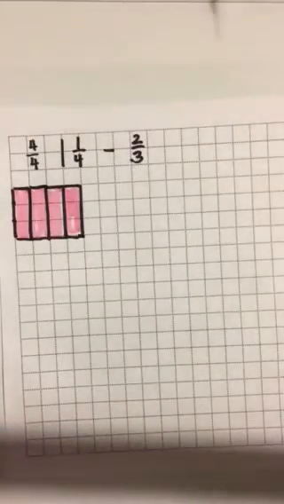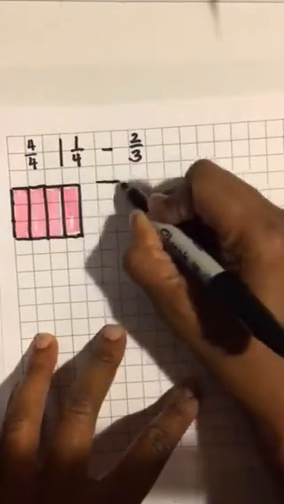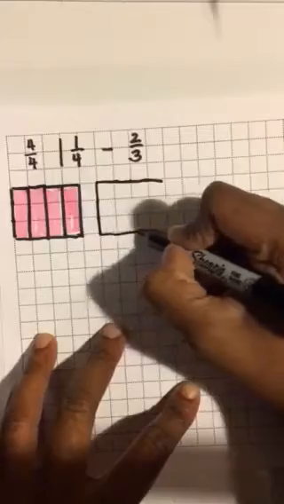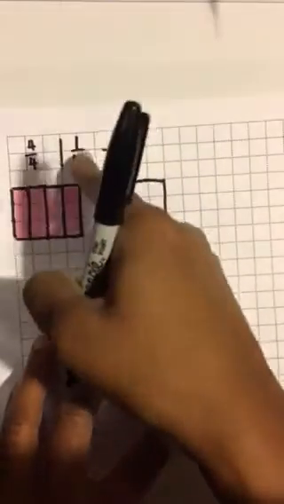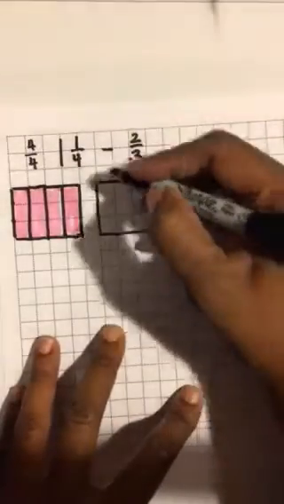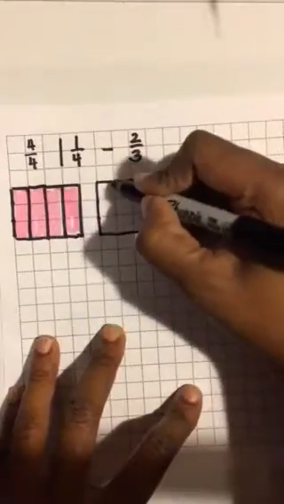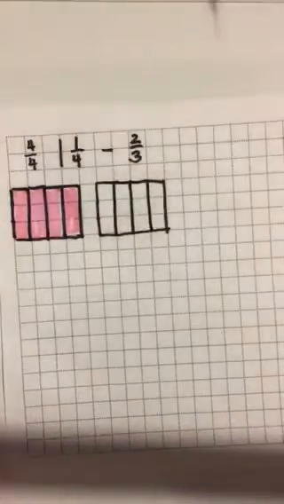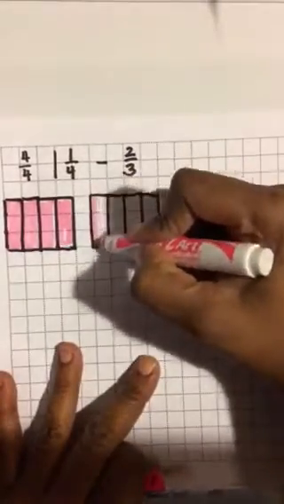I need to create another 4 by 3. 1, 2, 3, 4. 1, 2, 3. To model the fractional part of this mixed number, which is 1/4. I still partition into 4 equal pieces. And then I need to shade in one of the 4 equal pieces.